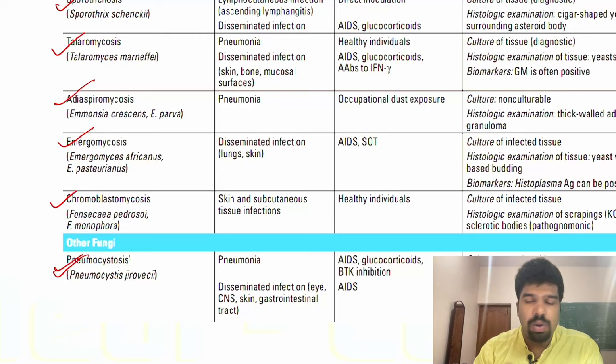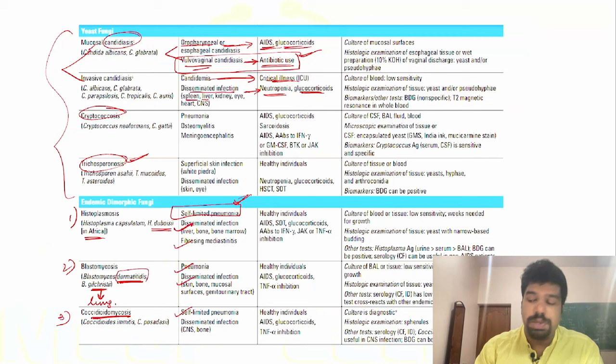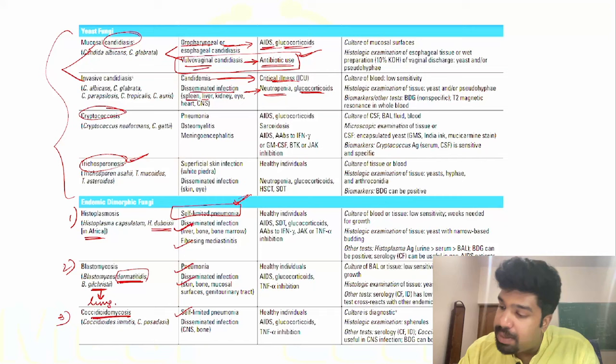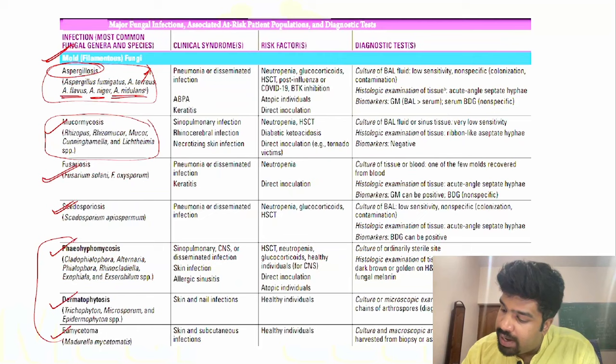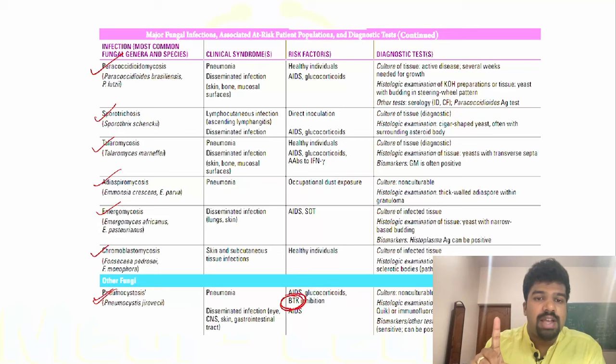I will come back to these tables in detail once we have finished individual fungi. But please note that these are the important points that you need to remember, especially with regards to risk factors. And please remember which are the ones that are involving BTK inhibitors. See, BTK inhibitors are involved in cryptococcosis. And like I told you, it is also involved in aspergillosis, very specifically cerebral aspergillosis, and also pneumocystis. Okay. So pneumocystis, cerebral aspergillosis, and cryptococcosis. These are three important infections that are present if you give BTK inhibition.